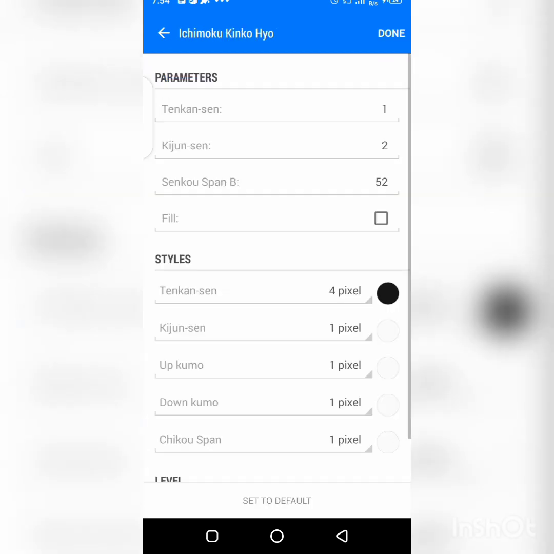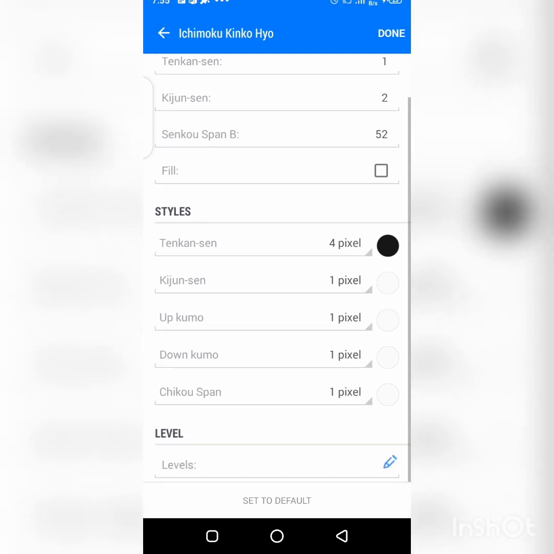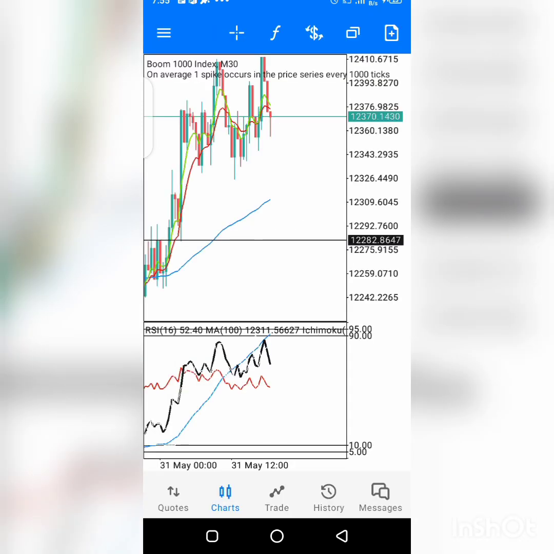Ichimoku. Tenkan Sen is 1. Kijun Sen is 2. Senkou Span B is 52. Leave this place here empty, don't click there. You can use the 4 pixel. Then the color is black. If you're using a black background, then it should be white. Okay, and that's all. There are no levels. You click on done. So those are the indicators we have here for this strategy.